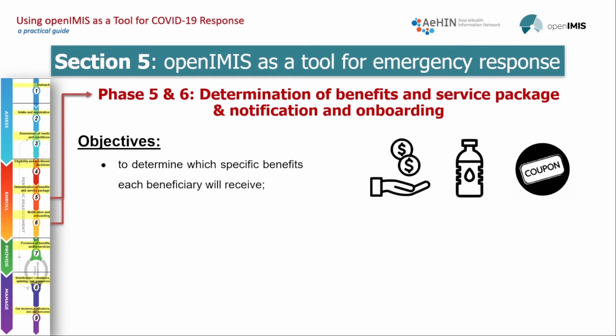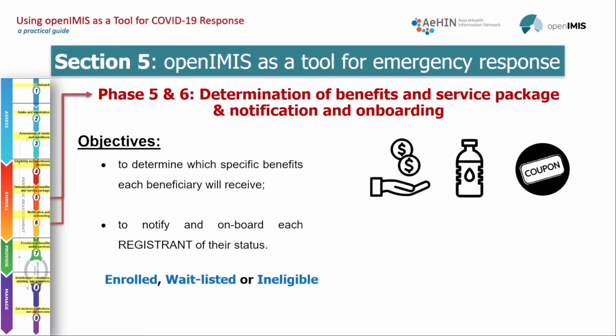Another often neglected phase in the delivery chain is the notification and onboarding of all registrants. This phase answers the question, what is the current status of each registrant of the program? This phase involves regularly monitoring each registrant, whether they are enrolled, waitlisted, or ineligible. Enrolled registrants are those deemed eligible to receive benefits. Waitlisted registrants are those deemed eligible but still awaiting further resources or further assessment. Ineligible registrants are those who are not eligible for any benefits whatsoever, even though they are already registered.